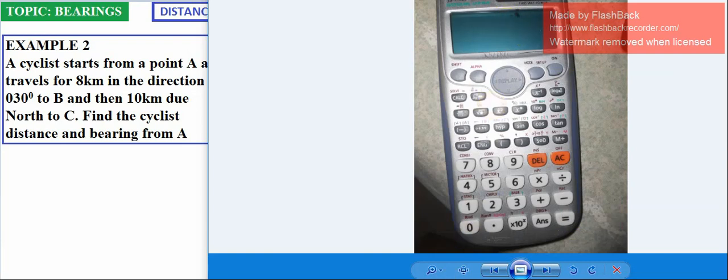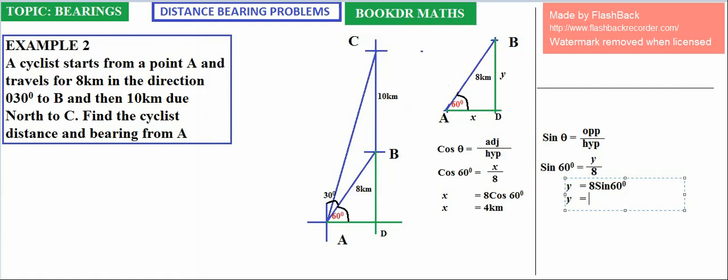So let's proceed on. 8 sine 60 will give us 6.94 kilometers. That is correct to 2 decimal places. So our y is 6.94 kilometers.